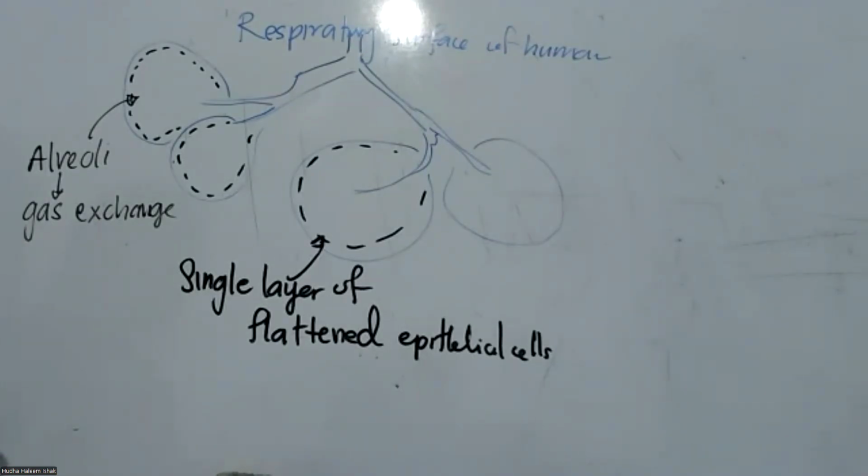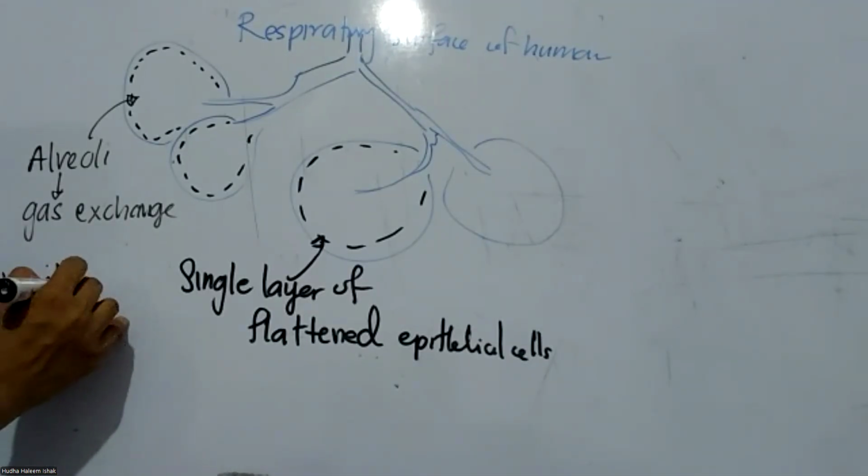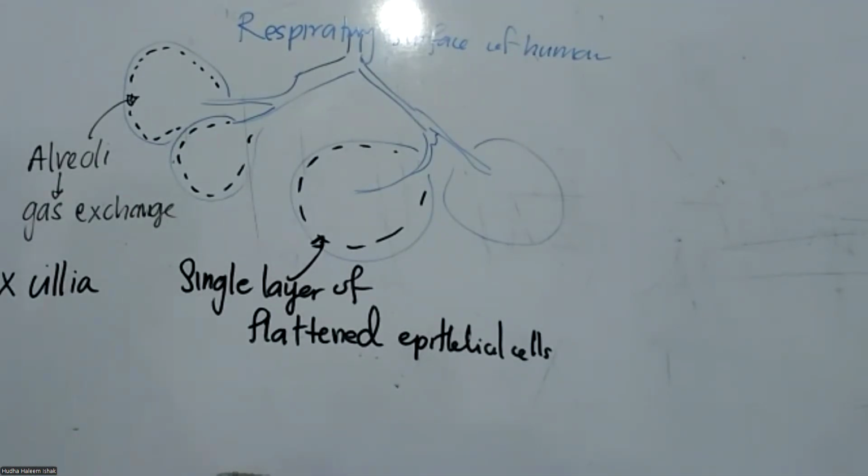Okay, but these alveoli do not have cilia. No cilia is present. You all have to write this note as well, then only you will get another point for the essays. So this will lack cilia, but it consists of what? A single layer of flattened epithelial cells.